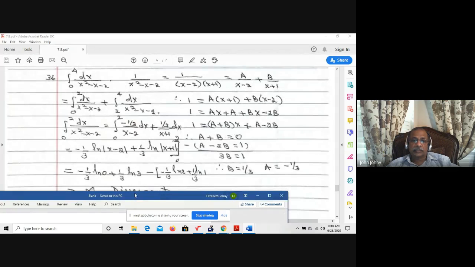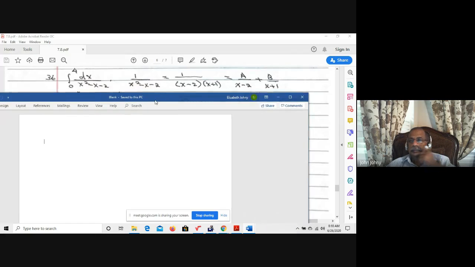Number 36. Integral from 0 to 4 of dx over x squared minus x minus 2.